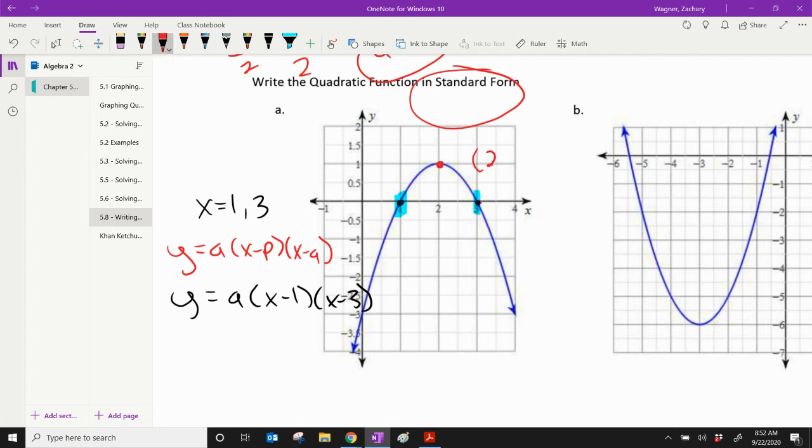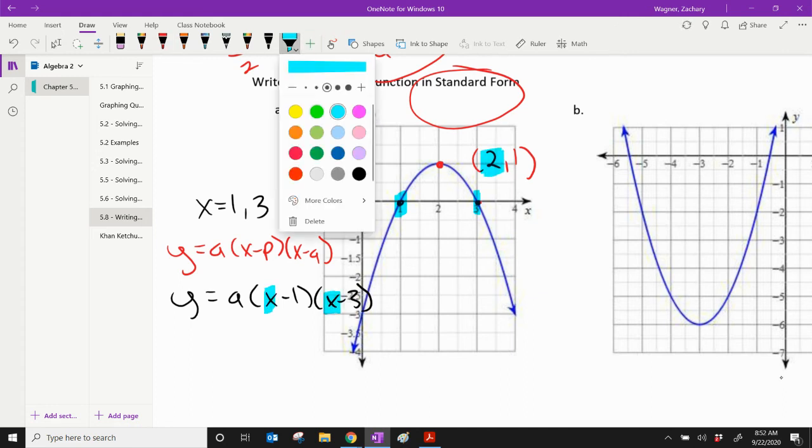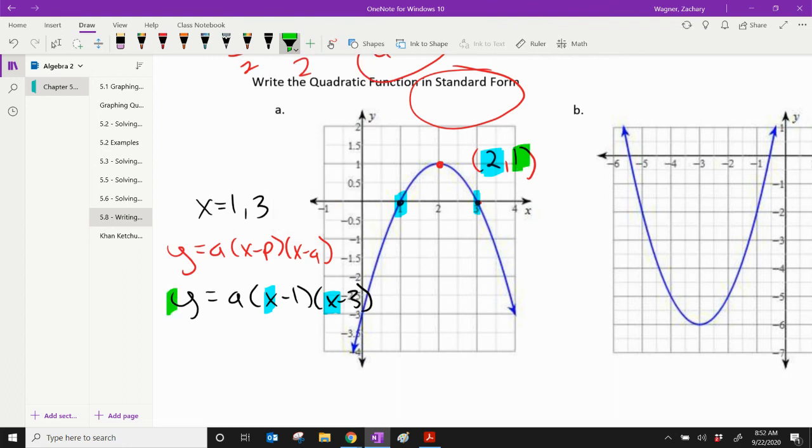It's a nice value. It's also my vertex. We could have used vertex form to solve for this, but (2, 1) is a point, which means every time I see x, I'm not going to write x, I'm going to write 2. And every time I see y, I'm not going to write y, I'm going to write 1. And we solve. 1 equals a times (2 minus 1) times (2 minus 3).